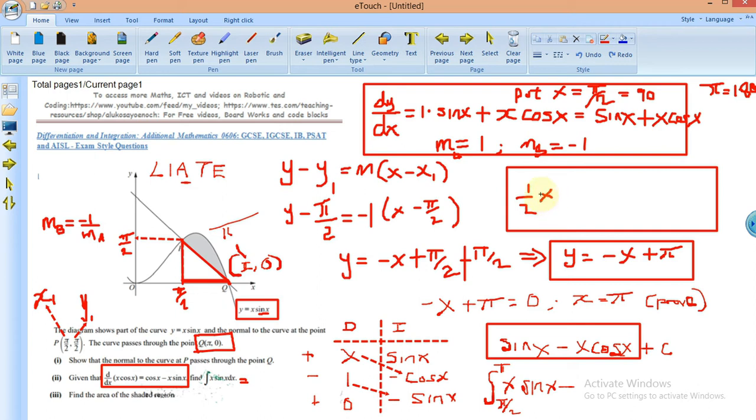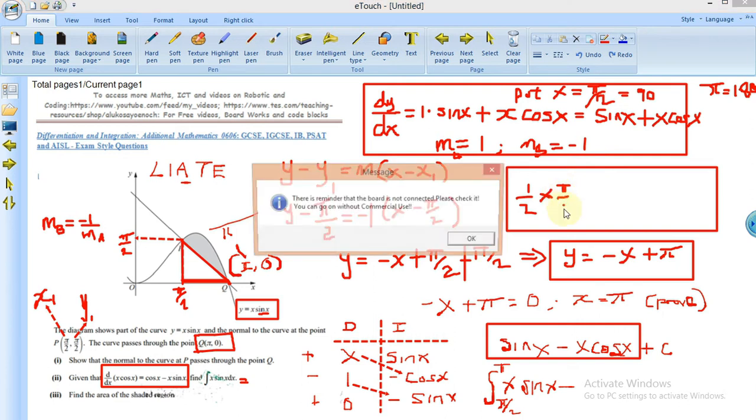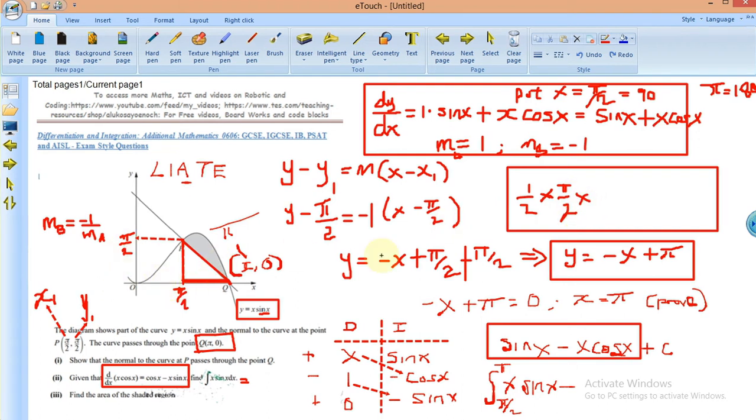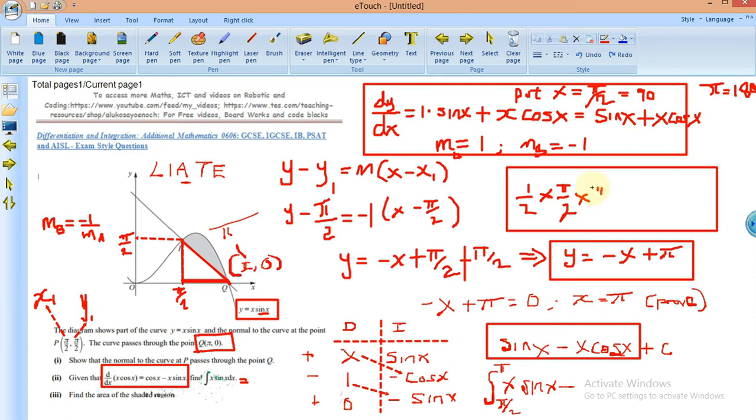Guys, hope you are following. Hope that is clear, okay? So that will be half times pi over 2, times pi over 2. That is the base. Then times the height. Look at the height also, from 0 to pi over 2, times pi over 2. So that will give us pi square over 8. So I'm going to do this one minus pi square over 8.